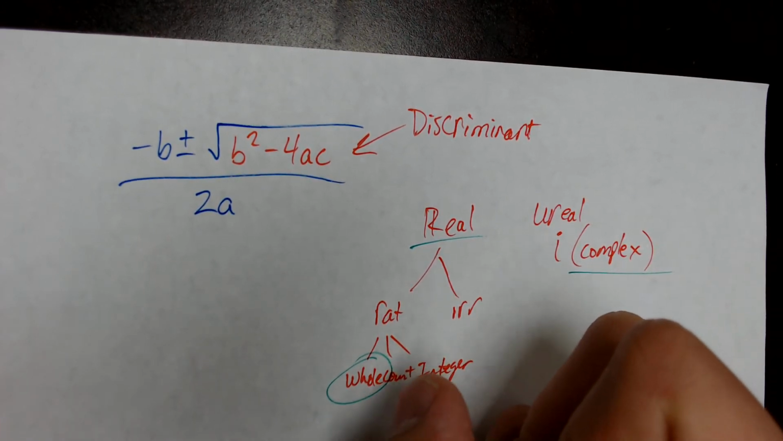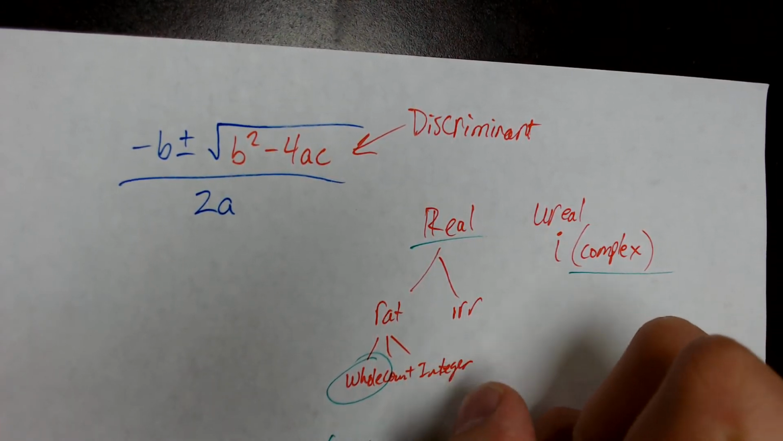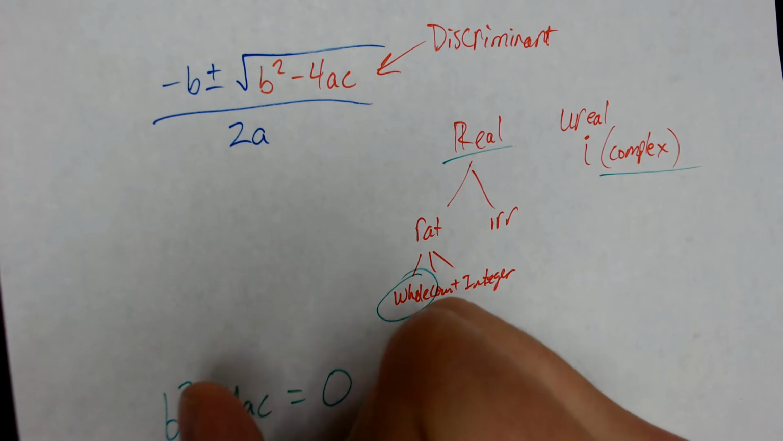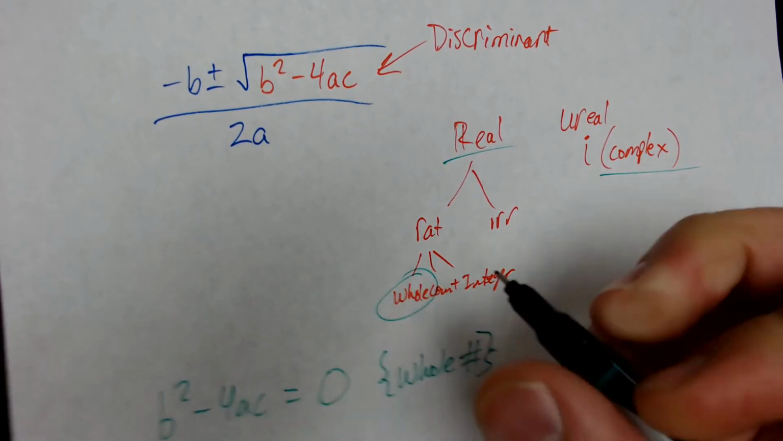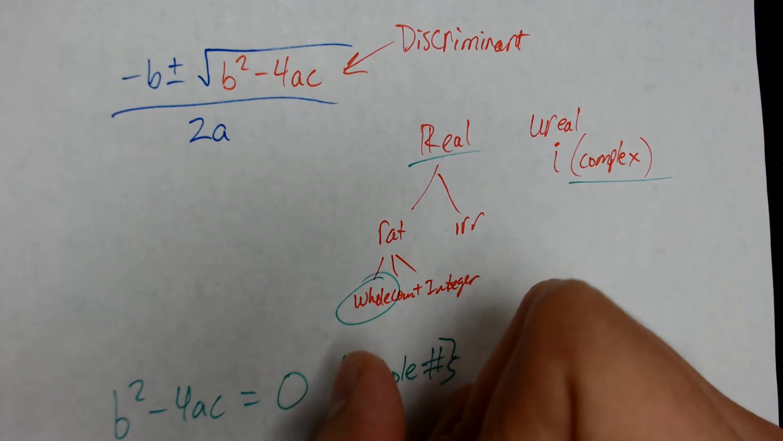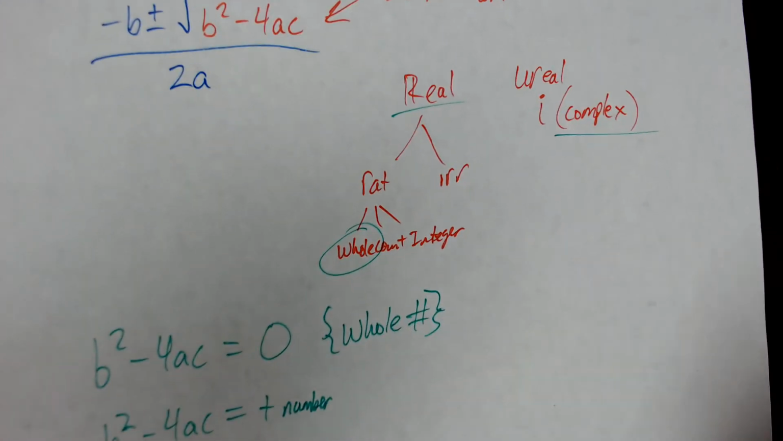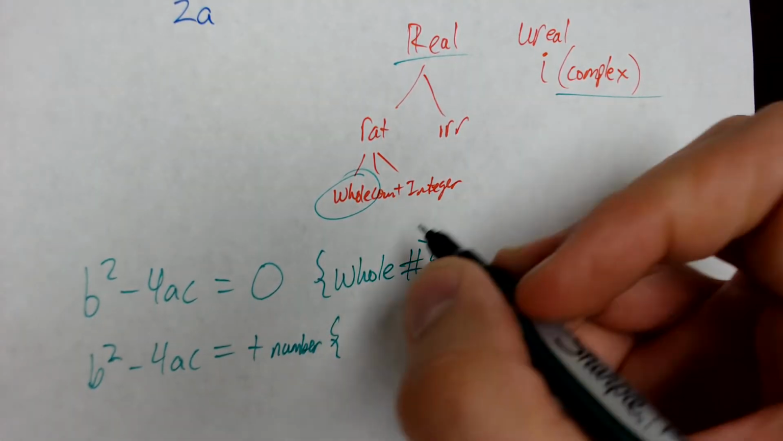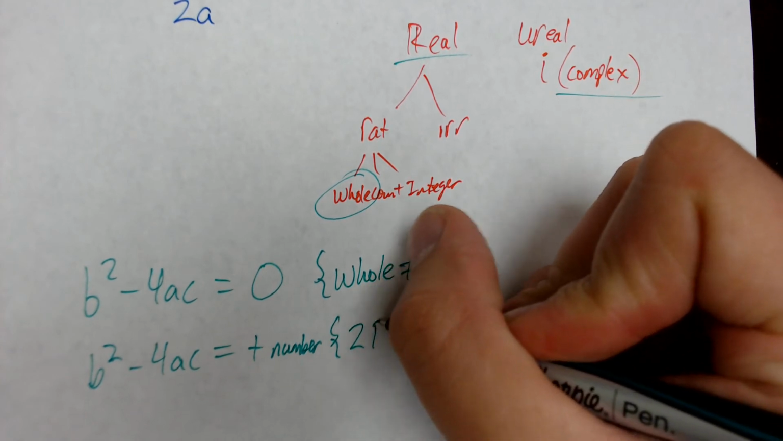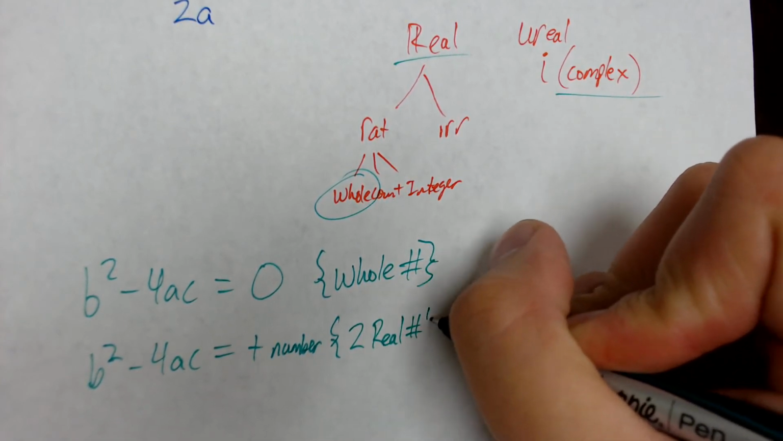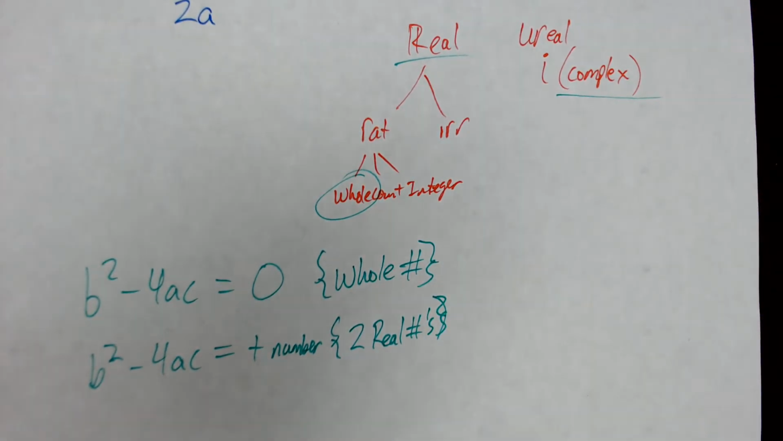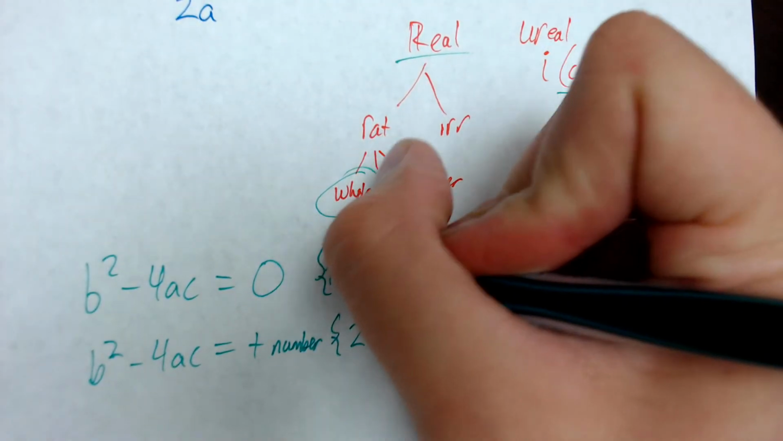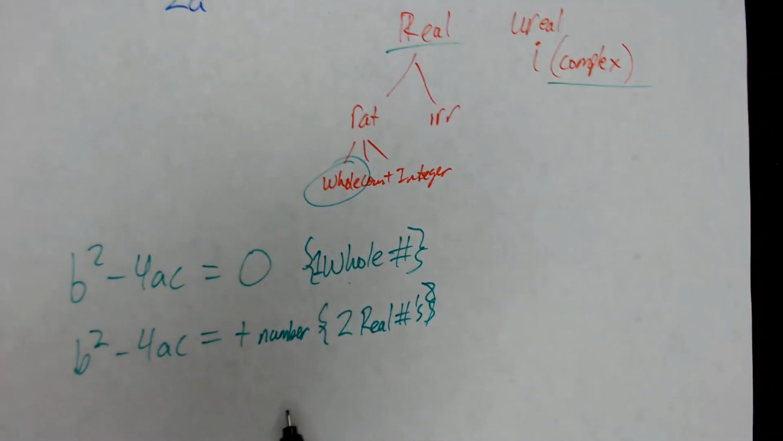then we have a whole number. Now, if b squared minus 4ac equals a positive number, then we're going to have two real number solutions. So this is going to be two real numbers. So the difference here is if it's equal to 0, then we have one whole number. I'll put the number 1 there. So one whole number. If it's a positive number, we have two real numbers.